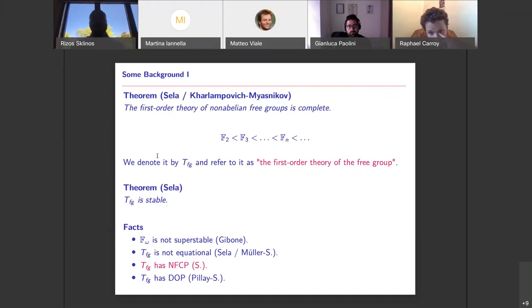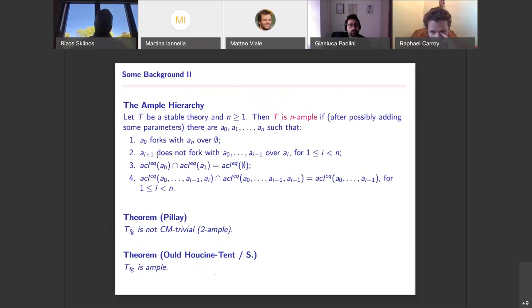Now, I will continue with some background, and I will take you to the study of first order theories from a different perspective, the perspective of geometric stability theory. This is a perspective introduced by conjectures, mainly conjectures and results of Zilber.